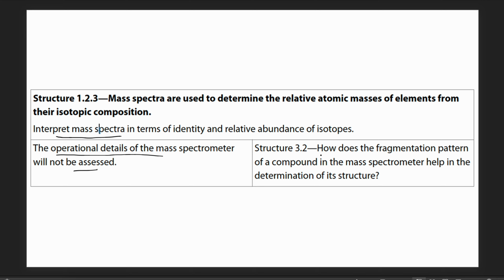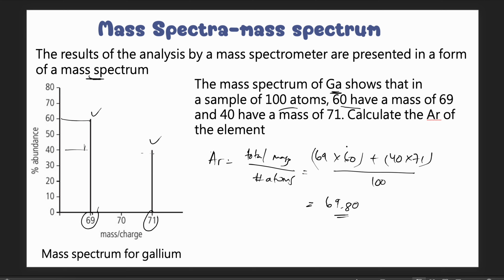There is a linking question asking how the fragmentation pattern of a compound in the mass spectrometer can help in the determination of its structure. Right, this is the fragmentation. This fragmentation pattern of a compound in the mass spectrometer can help to determine the structure by identifying the fragment ions. So we can analyze this m over z, or mass to charge ratio, and these values can help to identify the bonds and functional groups.